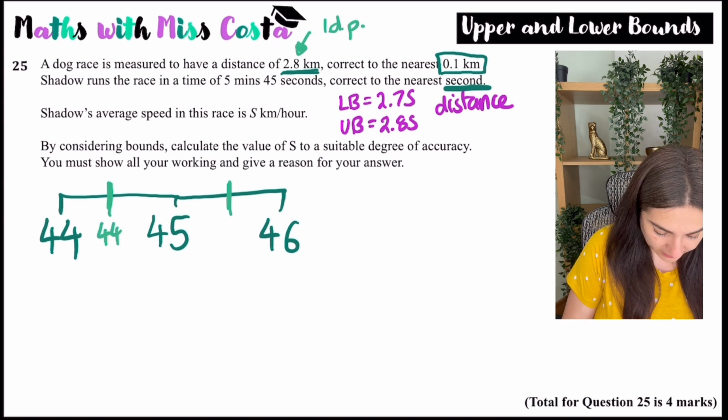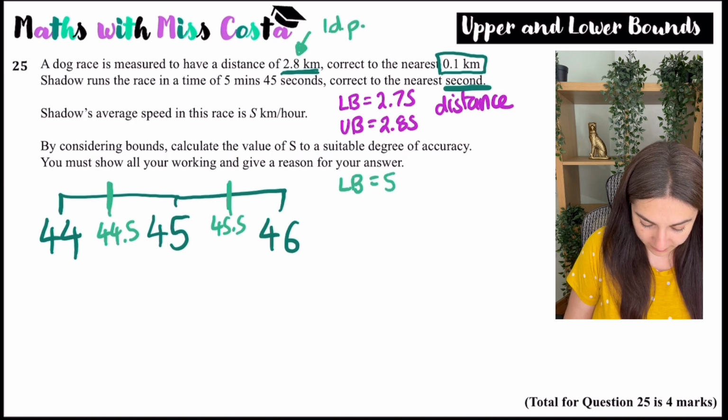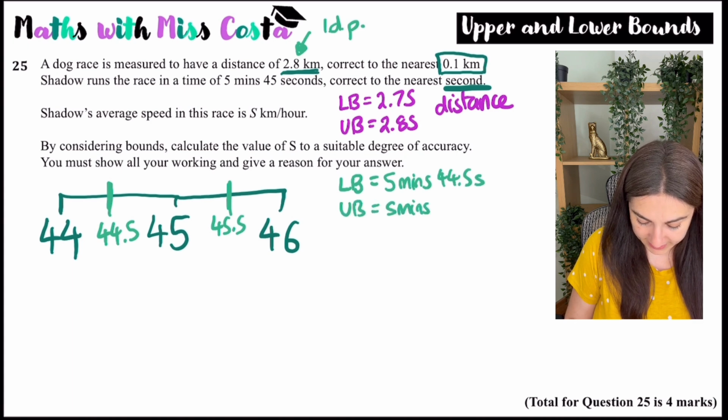So that would be 44.5 seconds and 45.5 seconds. So the lower bound for time would be 5 minutes and 44.5 seconds, and the upper bound would be 5 minutes and 45.5 seconds. So that is for time.